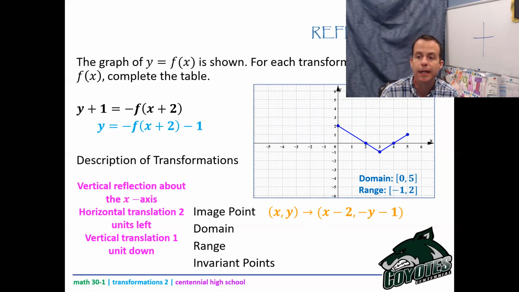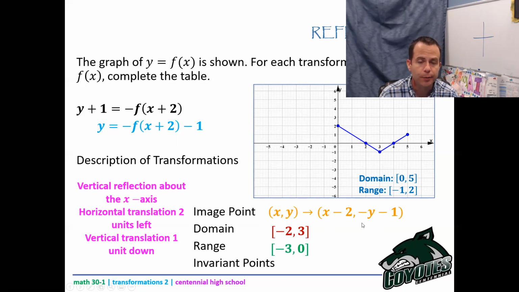Okay, my domain. Again, I'm going to take a look at this guy for a second. If I just back this domain up 2, I'm going to be looking at negative 2 to 3. My range, we're going to do this number by number for a sec. So negative 1, flip the sign, that's positive 1, and then subtract 1, so that's at 0. 2, flip the sign, that's negative 2, subtract 1, that would be at negative 3. So I'm looking at negative 3 to 0.